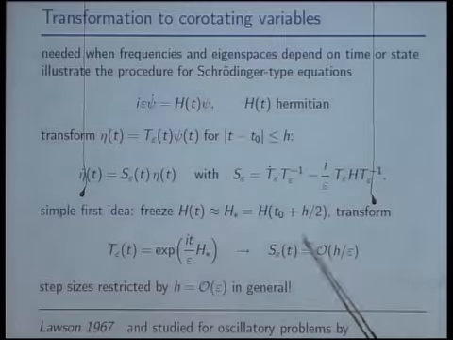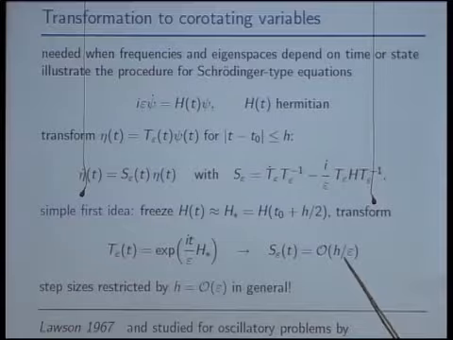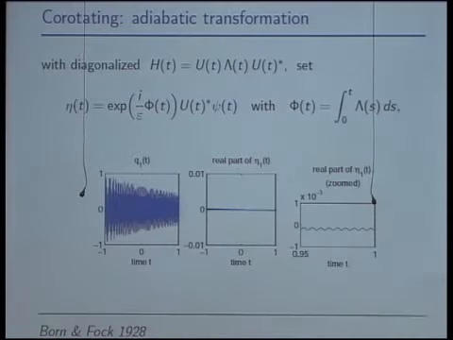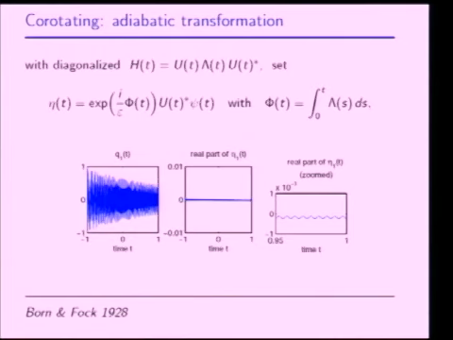But somehow this is not yet satisfactory. Instead of the h over epsilon, we would like to have something which is bounded uniformly in epsilon. And this we can get by, well, either rediscovering or afterwards finding in the literature an old transformation from 1928, which goes back to Born and Fock, which goes as follows.